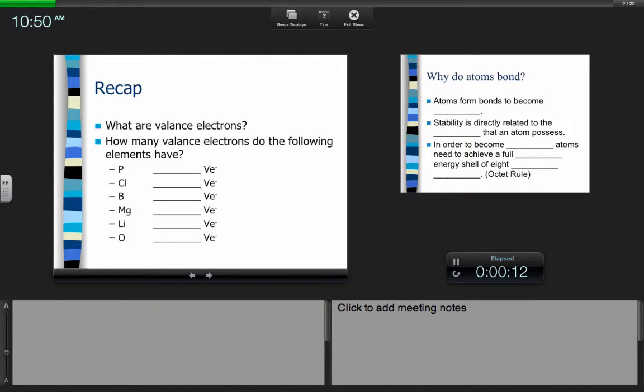Write them down. Okay? What are valence electrons? What are they? Very good. The outermost shell or the outside of an atom. That's perfect. You are going to do very well on that question tomorrow, Jaden.